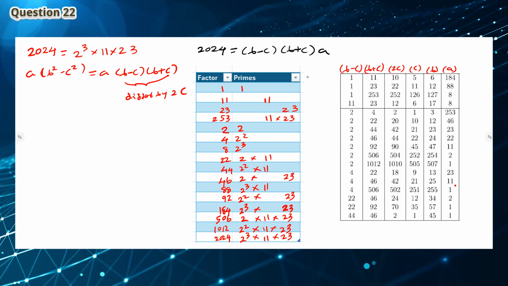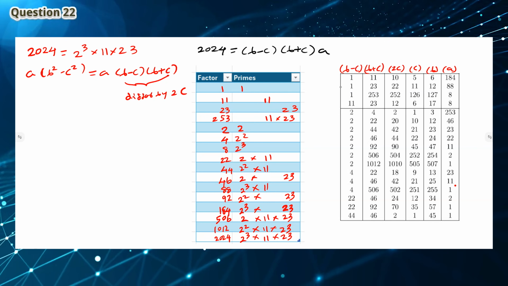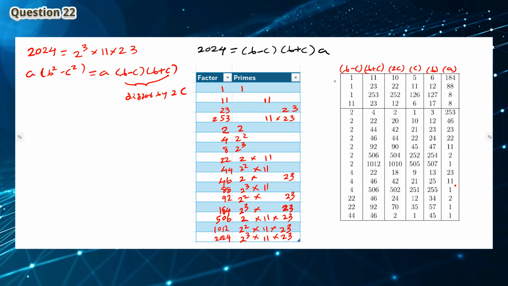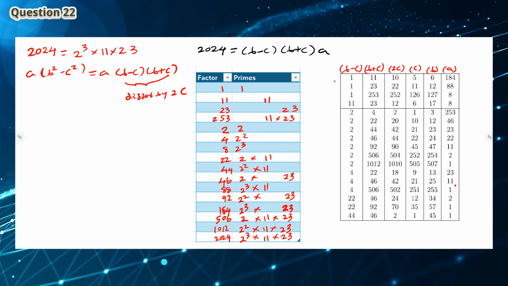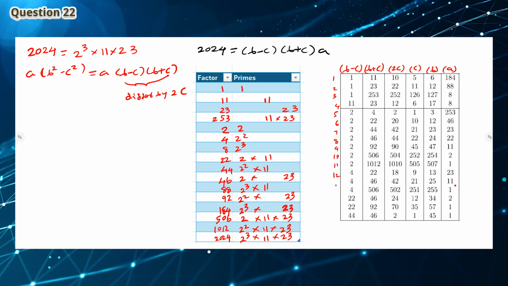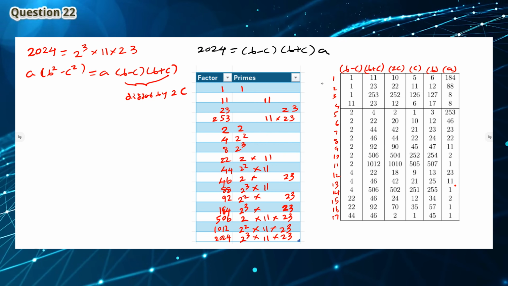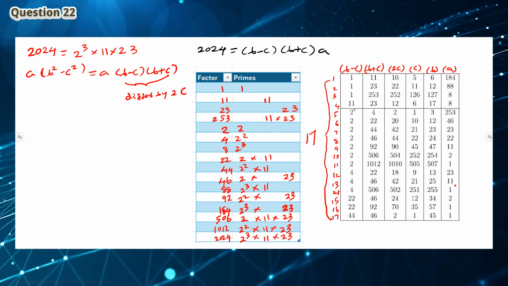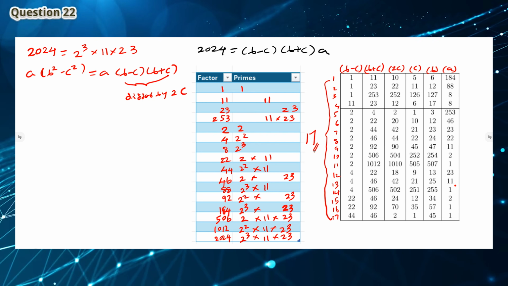We first find the possibilities where b minus c is odd. Next, we find the possibilities where b minus c is even. We can complete the table as follows. As you can see, there's a total of 17 cases, which means the answer is E.